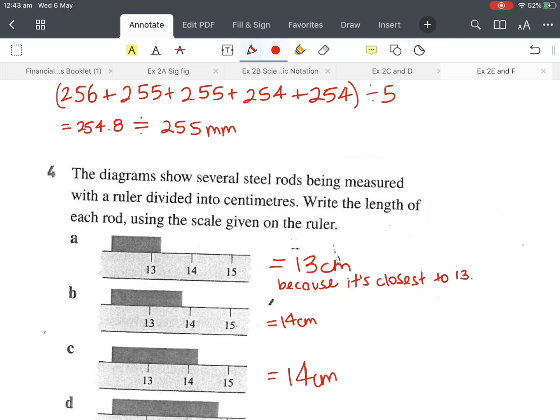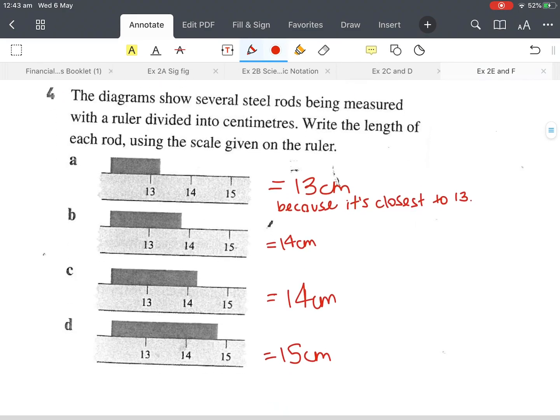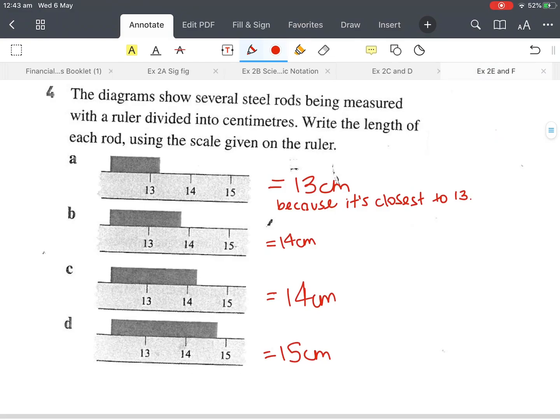Okay, so you have to write down the length of each of the rods. The rods are the black bit, the ruler is the lighter grey section. So on this one, the rod only comes to just after the 13. So that means that answer is 13 centimetres, because it's closest to the 13, pretty much.